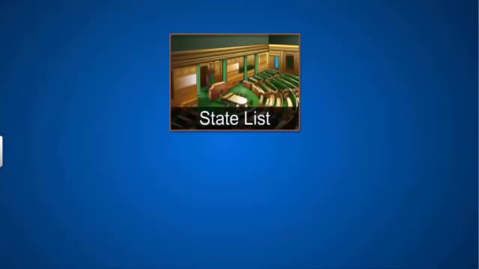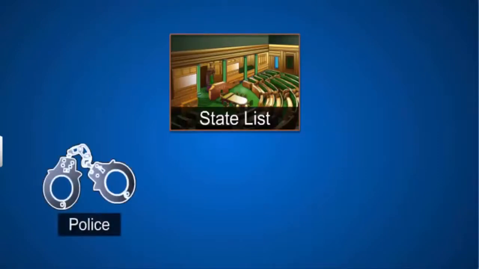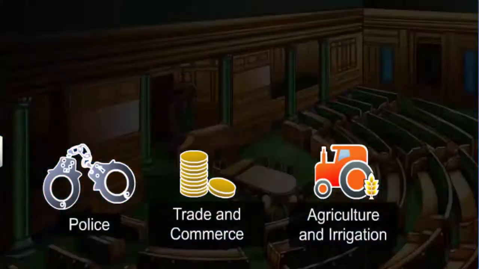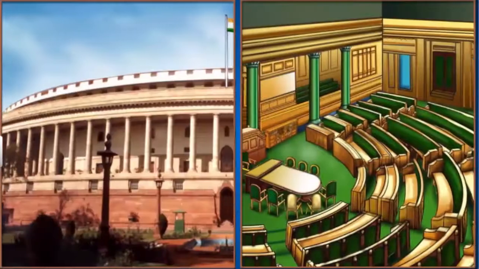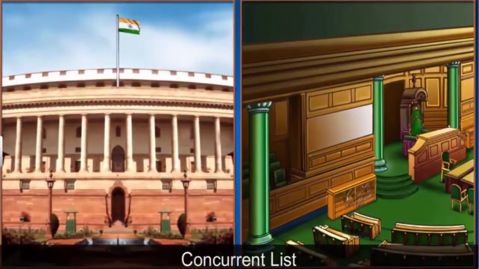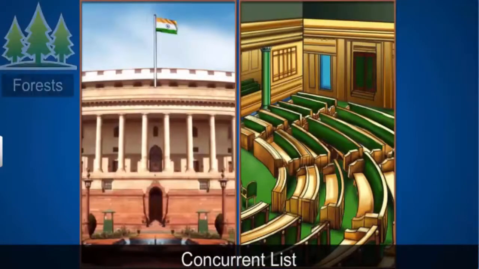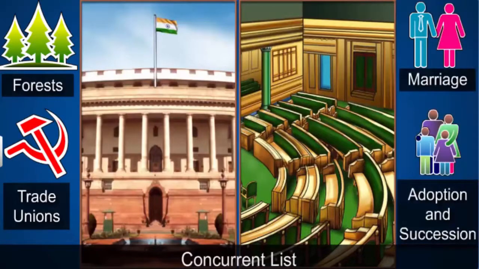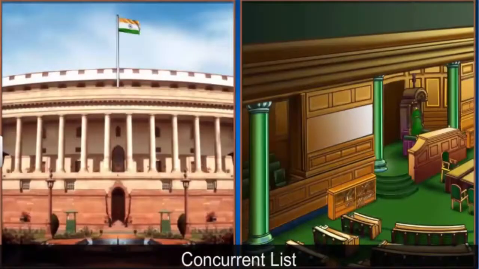The second list is the State List that consists of 66 subjects of state and local importance such as police, trade, commerce, agriculture, and irrigation. The state legislative alone can make laws related to subjects mentioned in the State List. The third list is the Concurrent List, which includes subjects of common interest to both the Union and state government. For example, forests, trade unions, marriage, adoption, and succession. Both the Union and state governments can make laws on the Concurrent List, but in case of conflict, the laws by the Union government are given more importance.